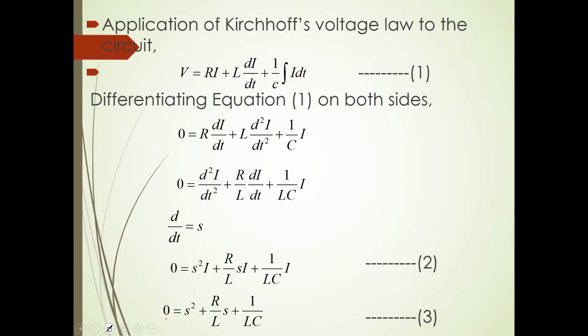Okay. Now here you can see I is common in all terms. I have taken I common and sent it to the left side. After sending it to the left side, of course 0 divided by anything you will get 0. So 0 is equal to s square plus (r/l)s plus 1/(lc) you will get. Consider it as equation number 3.